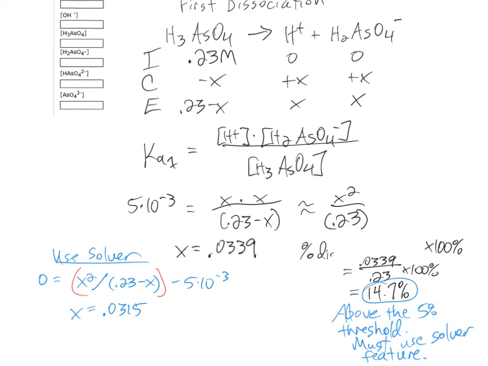Okay, let's jot down what we know. The value of x at equilibrium is both the hydrogen ion concentration and the H2AsO4 concentration at equilibrium, and those numbers are 0.0315. The H3AsO4 we can find by taking 0.23 minus 0.0315, and that works out to be 0.199.